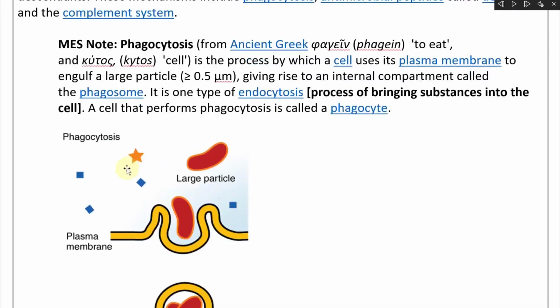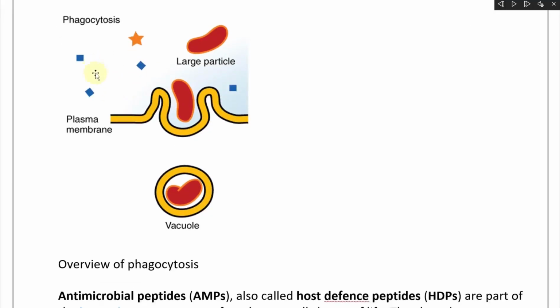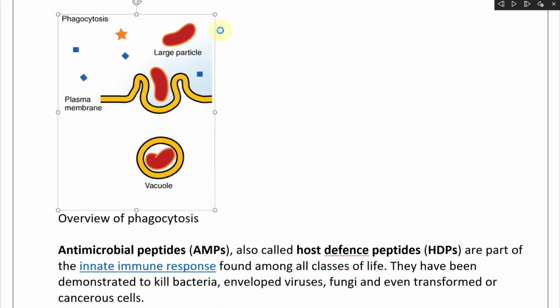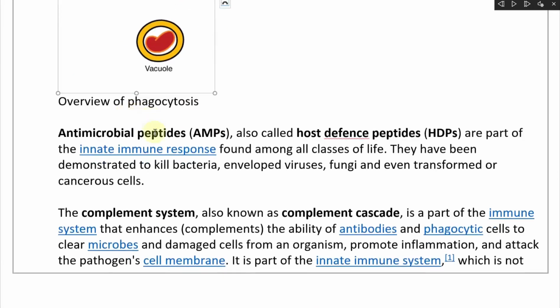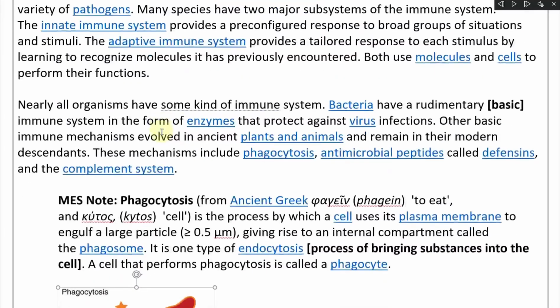So here's phagocytosis, and this just uses the cell membrane to engulf a large particle. But in general, anything that brings something inside the cell is just called endocytosis. So phagocytosis is a subset of endocytosis. So here's phagocytosis. You have a bunch of stuff. You have a star there. There's a large particle. There's a plasma membrane, and here's an overview of it. What ends up happening is the membrane engulfs this, and then it sucks it in, and now you have a vacuole that contains this large particle there. Very interesting. So antimicrobial peptides, that's over here.